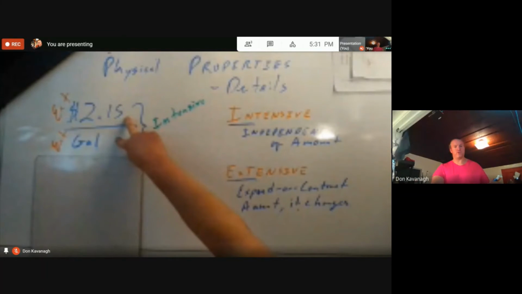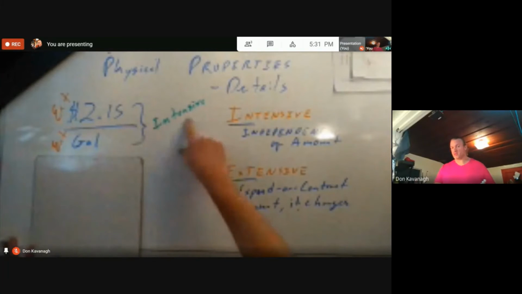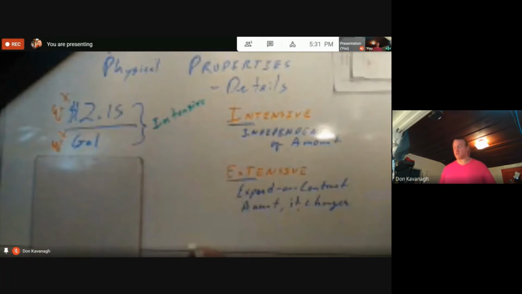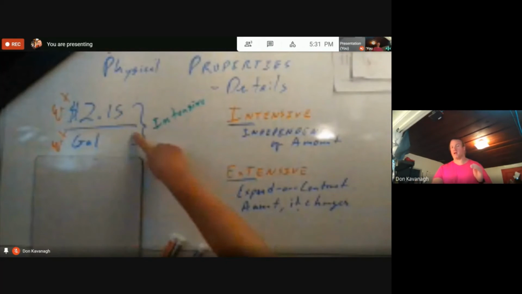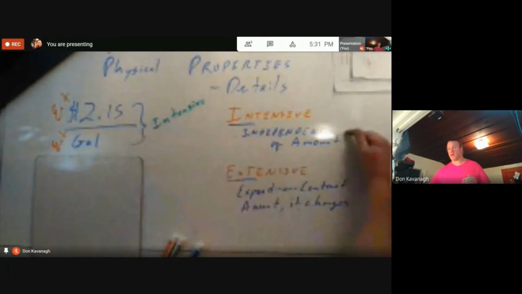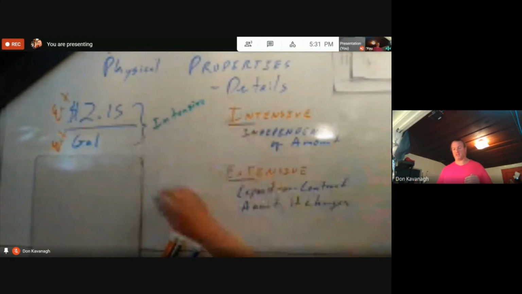A counterexample to this being an intensive property would be, let me phrase it like this: when you buy gasoline, you do not get a discount for buying in bulk, because it is an intensive property. Whether you buy in bulk or not, the amount doesn't change. It's still $2.15.